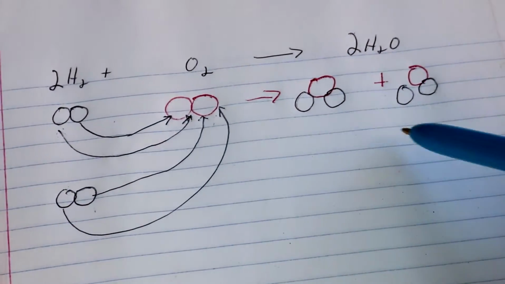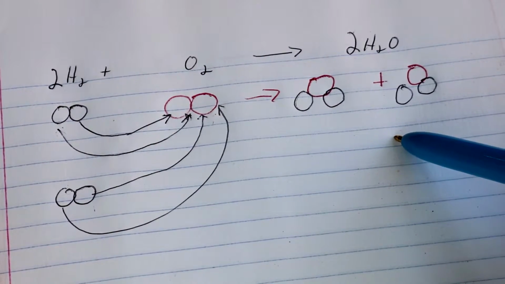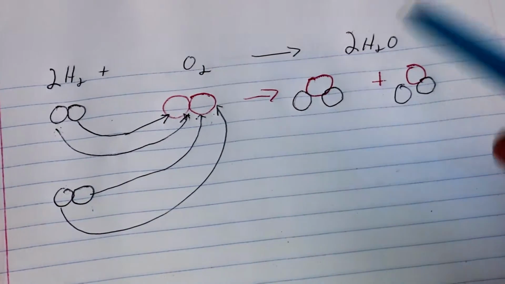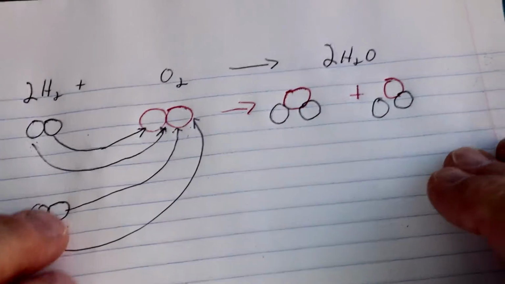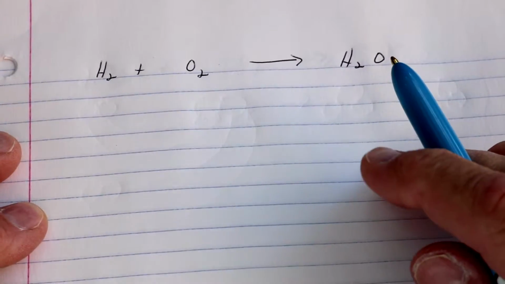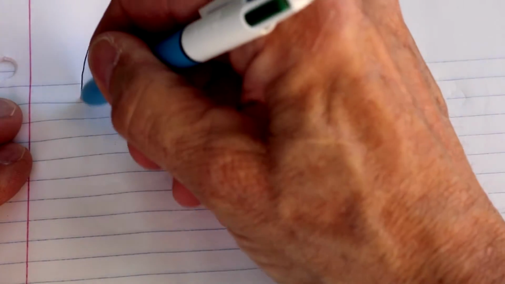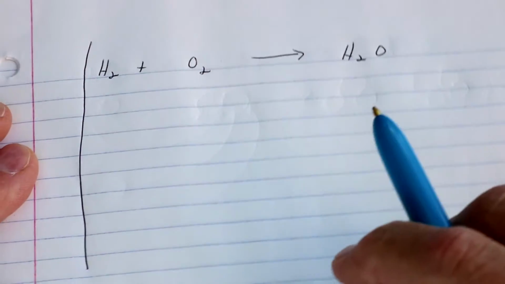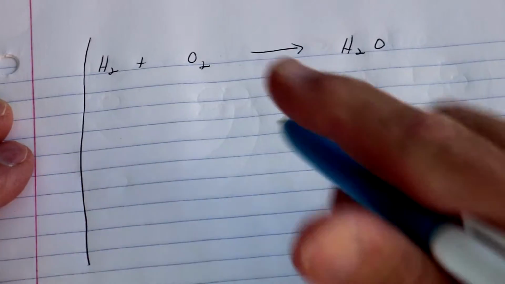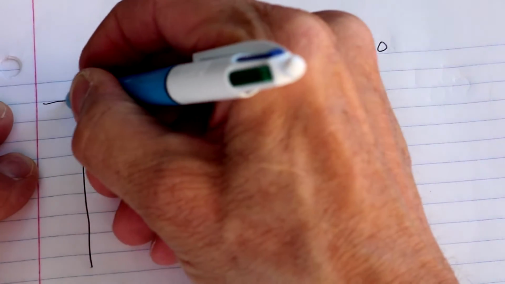Now this is a fine method for working, but if you get more complicated molecules, it's going to be very difficult to make all those drawings. So I'm going to show you an almost foolproof method for balancing chemical equations. So, what you do is you have your unbalanced equation here, and then you draw a line in front of the equation.